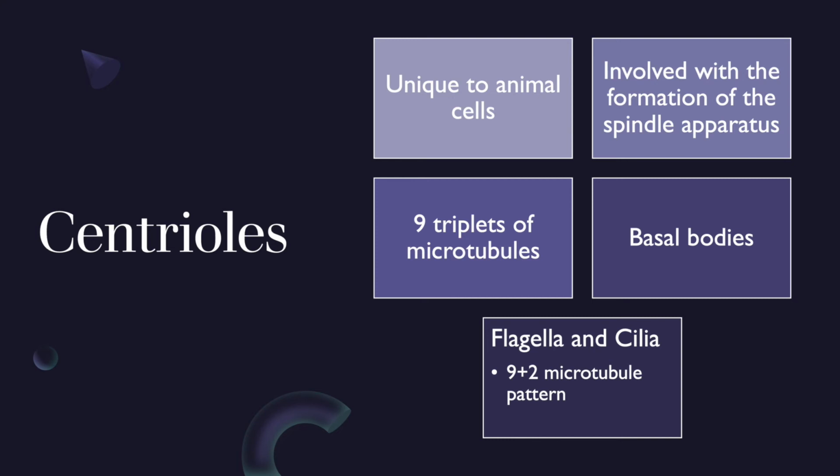Centrioles can transform into basal bodies, which anchor flagella and cilia. Flagella and cilia impart locomotion in the cell. They have a 9+2 microtubule pattern, meaning that they have 9 pairs of microtubules arranged in a circle and a pair in the center.